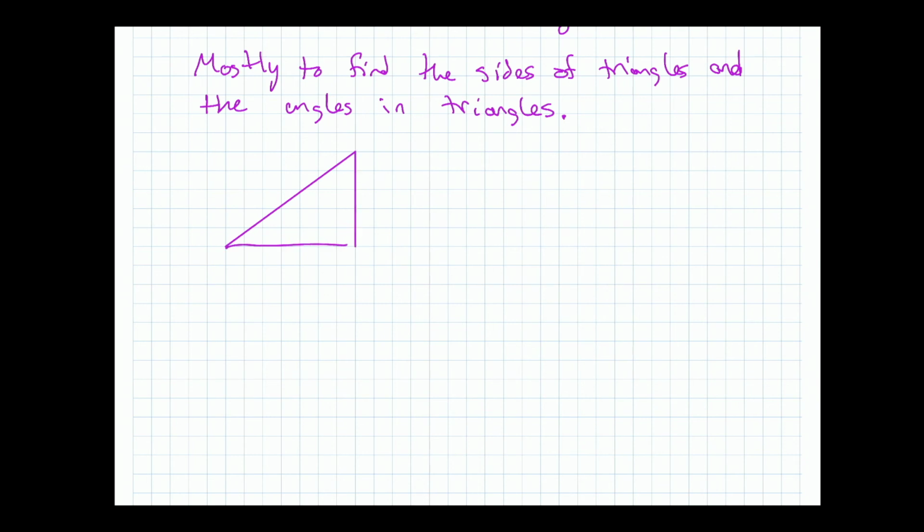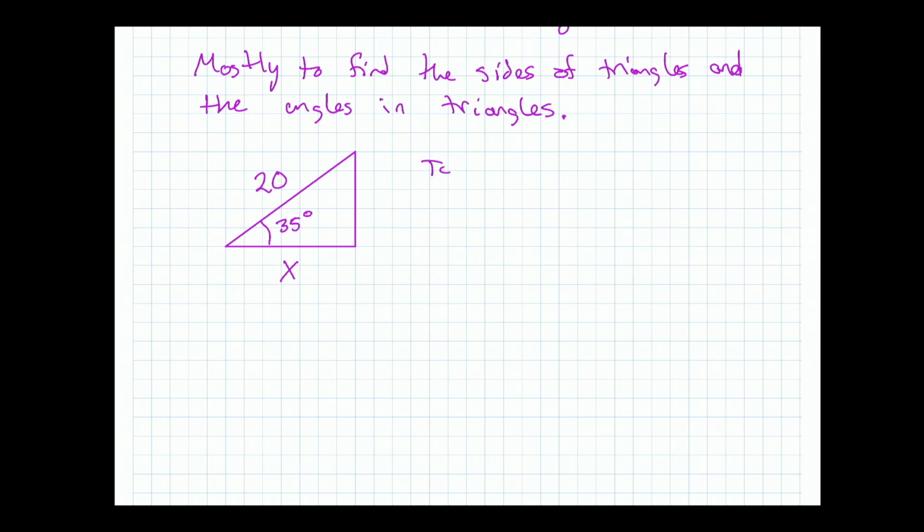Now, there's a triangle. And let's say I told you that this angle was, I don't know, that looks about 35 degrees to me. Okay, so we'll call that 35 degrees. And let's say that we knew that this side was, I don't know, 20. And let's say this side was x. And we want to find x, right? Suppose we want to find x.